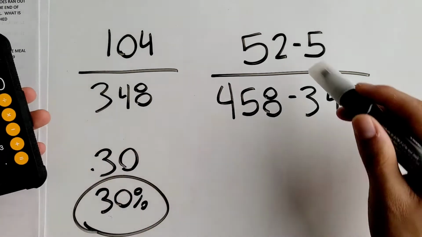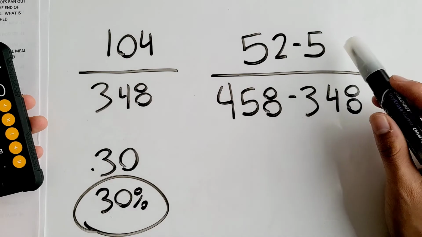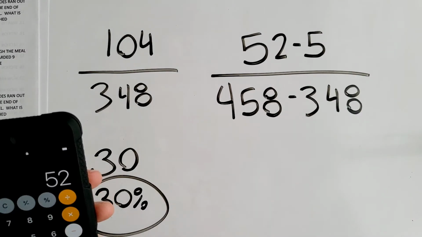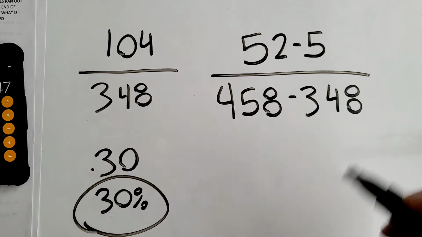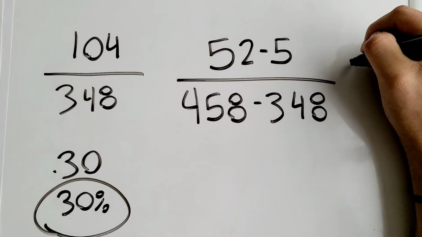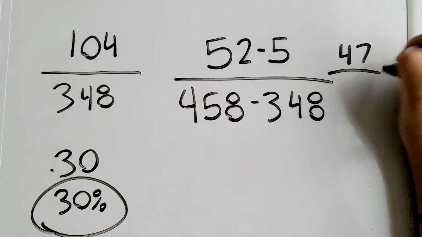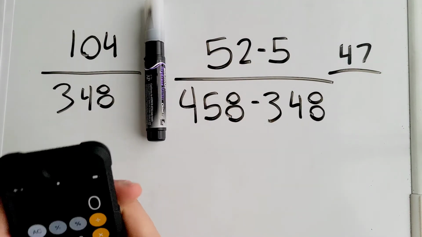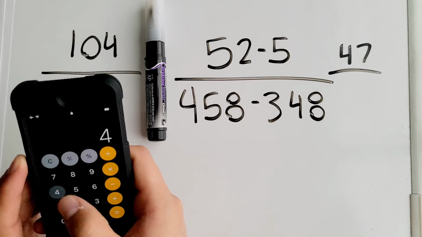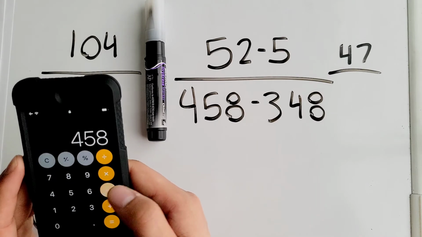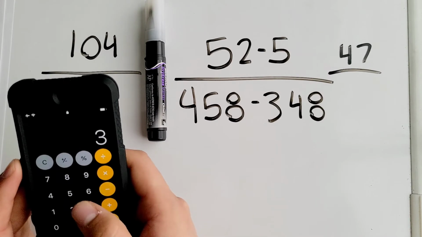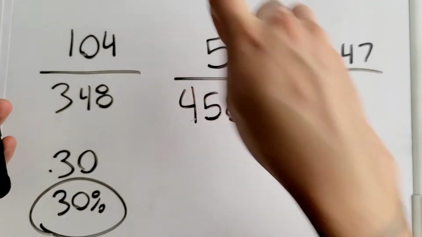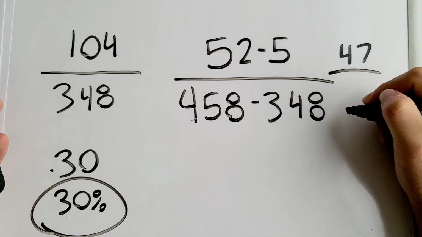So this next one, 52 minus the 5 left over is 47. So 47 divided by these two numbers. So you got 458 minus 348. So that equals 110.